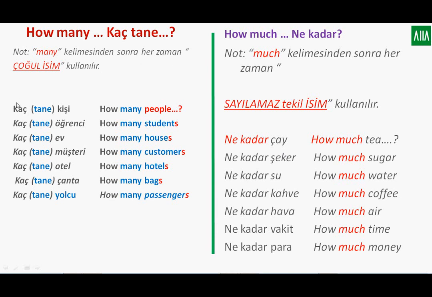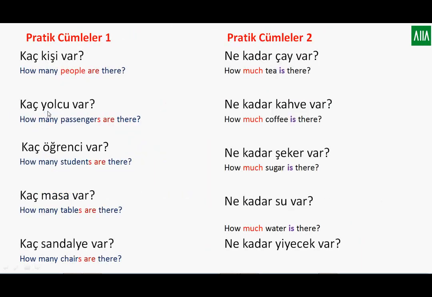So here we say for how much, ne kadar. For how many we say kaç after noun. We use noun person. Either way, kaç tane. Let's see more examples. How many people are there? In Turkish we say kaç kişi var. If you remember in the previous lesson, I talked about there is, there are, and negative forms. This is to practice these forms with how many and how much.